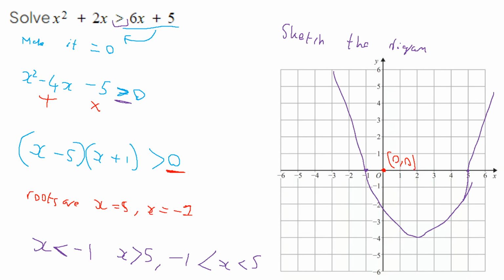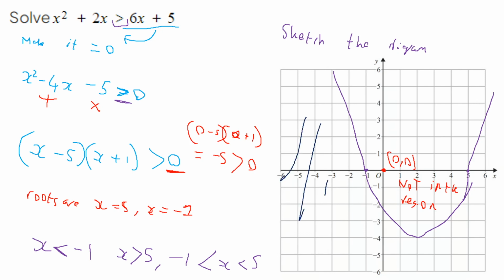If we sub in 0, 0 in here, then what we're left with is 0 minus 5 times 0 plus 1 is equal to what? Minus 5, right? Is minus 5 greater than 0? No, it isn't. And so therefore 0, 0 is not in the region. So therefore the region is outside.